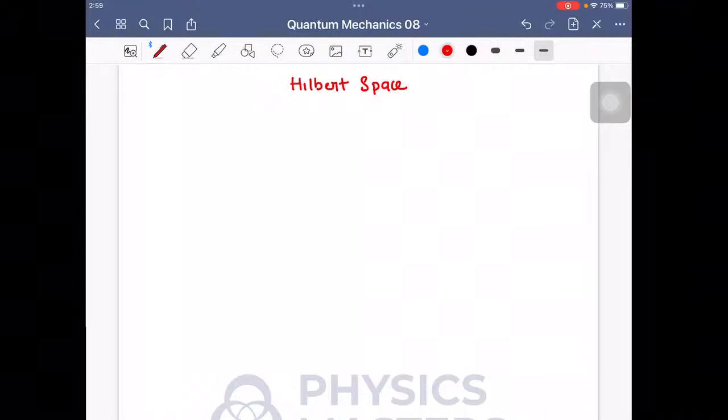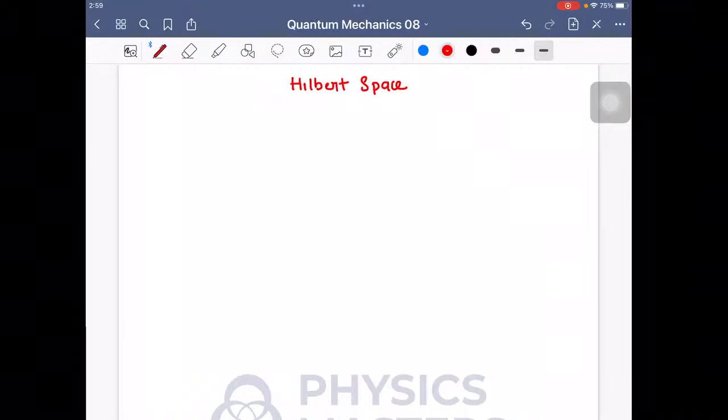Before going to the next classes related to the infinite 1D box, we have to learn what is Hilbert space, what is Dirac notation, bracket notation, and how to write the linear combination of different states, and how to find expectation values if we write the wave function as the linear combination of different states, and Hermitian operators and their properties.